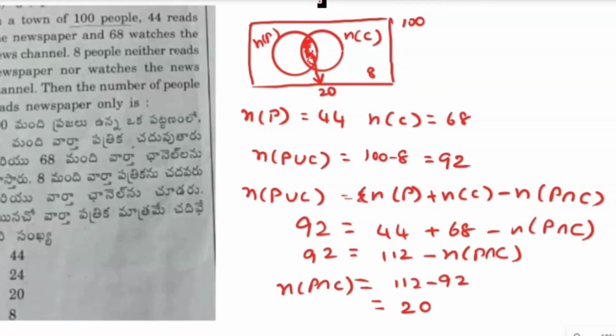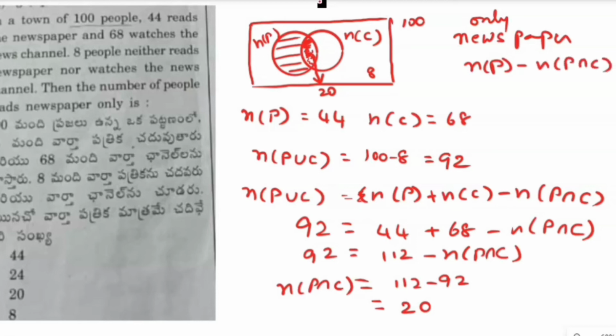Now coming to here, only newspaper we want. Only newspaper means only the people who lie in this part of the circle. They won't come under news channel at all. So the number of people who read only newspaper is nothing but n of P minus n of P intersection C, which is 44 minus 20, that is 24 people. So 24 people will read only the newspaper. So the answer is option 2.